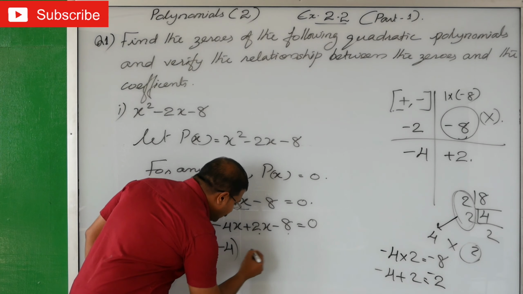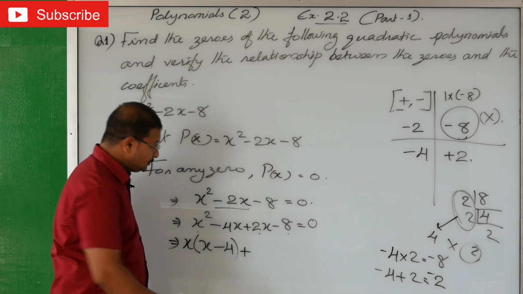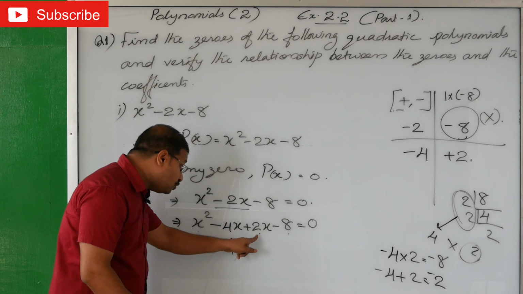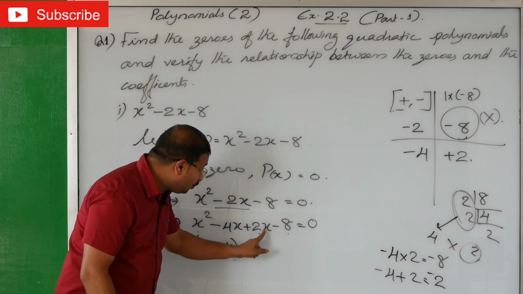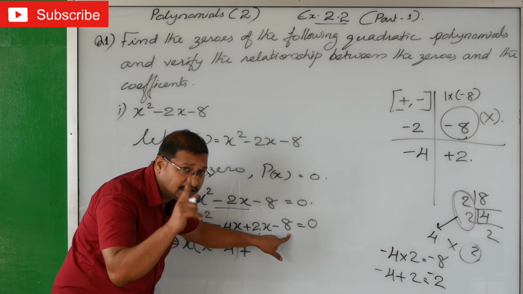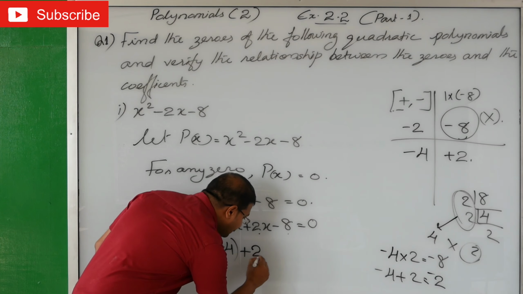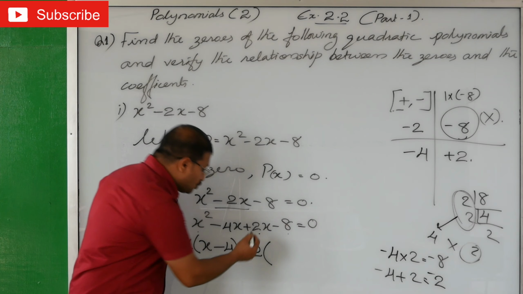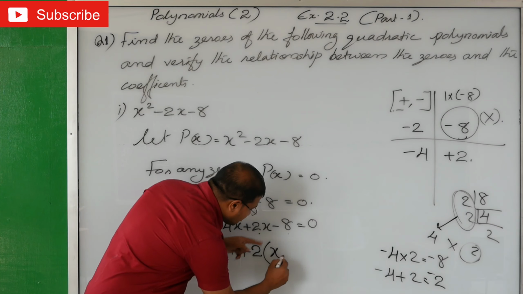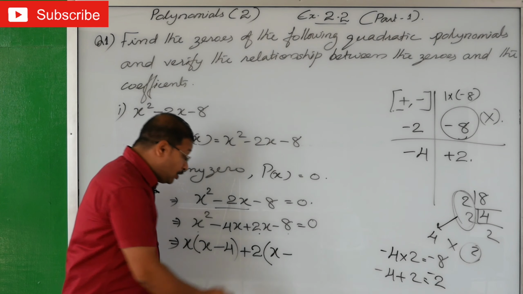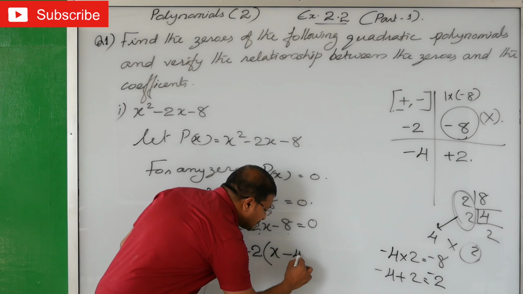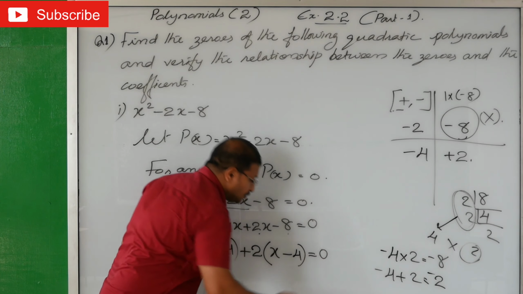From these two we are going to take plus 2. We don't have x here, so we can't take x as common. Next, 2 and 8: 2 into how much will get 8? 2 fours are 8. That means 2 can be taken as common, so plus 2 in the bracket. From 2x we took 2 outside, then the balance is x. The sign is minus; 2 into how much you will get 8? 2 fours are 8, so 4 will be inside. Closing the bracket, equal to 0.